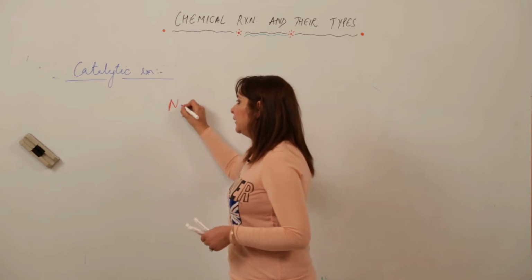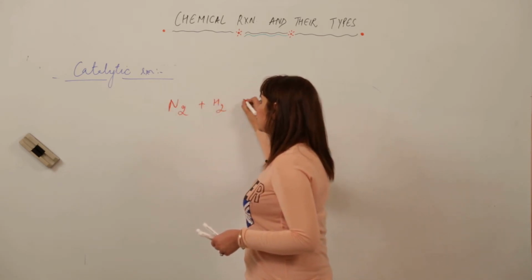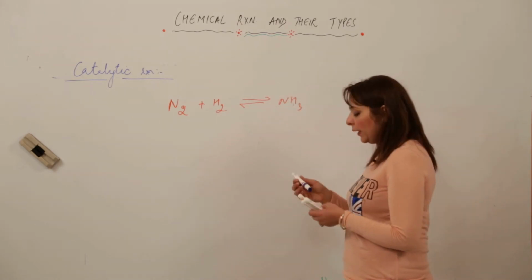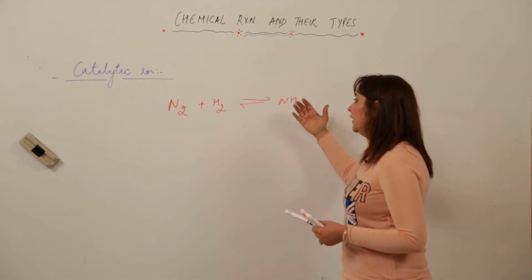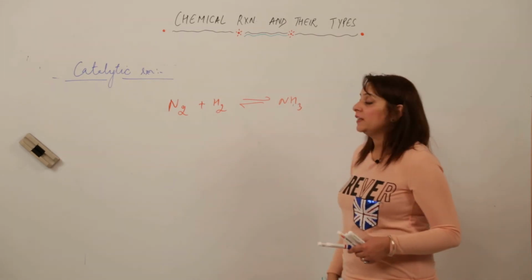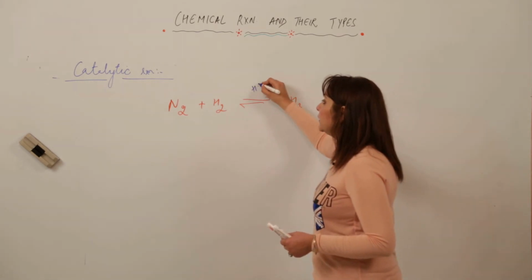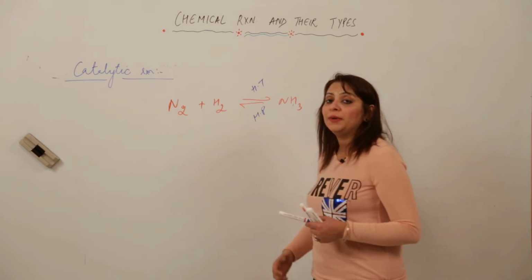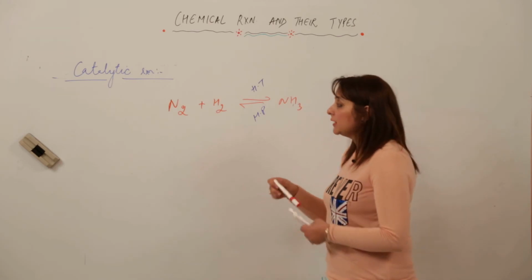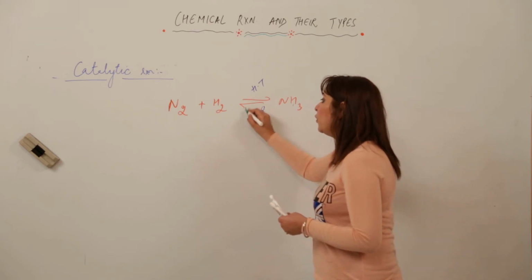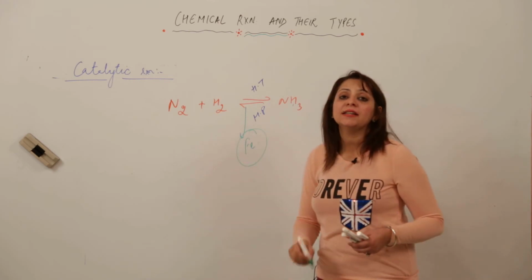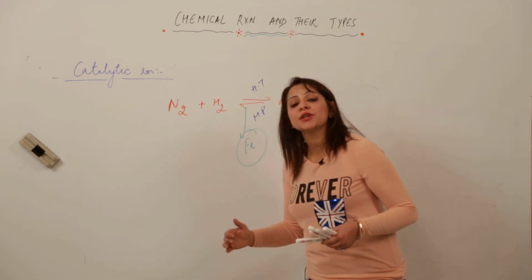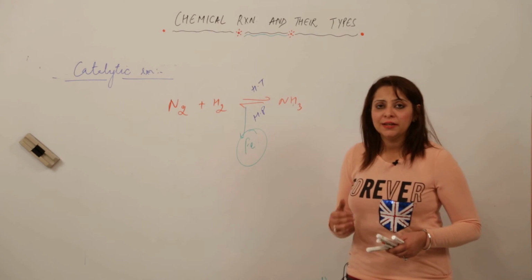Same example I am taking again, ammonia formation: N2 plus H2, reversible sign, NH3. You know why it is reversible, you know all the conditions which are required. You will be surprised to know that this reaction requires higher temperature and higher pressure as well. But even if you provide higher temperature and pressure, the reaction doesn't take place unless we use iron as the catalyst. So in this reaction, iron is acting as a catalyst. It is making the reaction happen, right? So any reaction in which a catalyst is involved comes under the category of catalytic reaction.